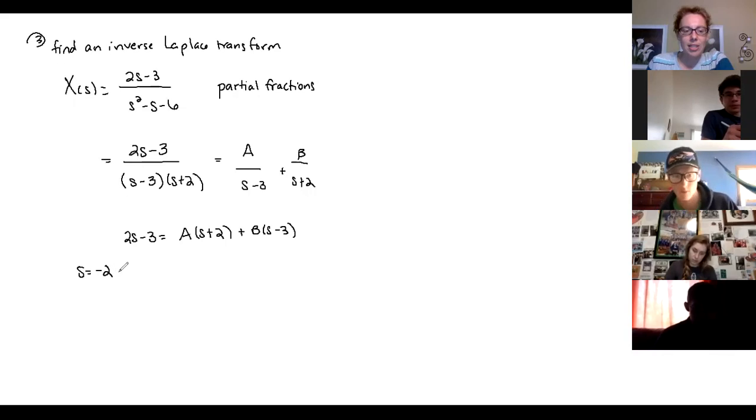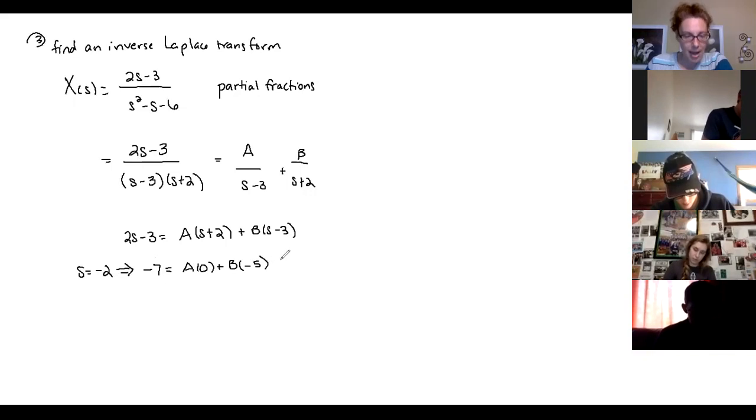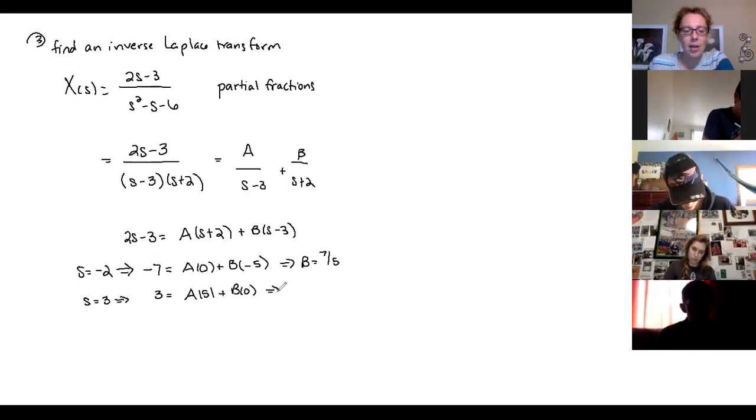So we can use s equals negative 2. That's a convenient value of s. That will give me negative 7 equals a times 0 plus b times negative 5. And so therefore b equals 7/5. And if s equals 3, that will give me 3 equals a times 5 plus b times 0. And so a equals 3/5.